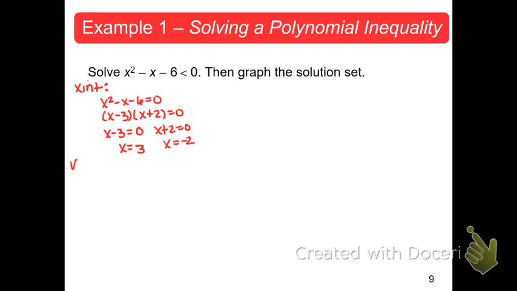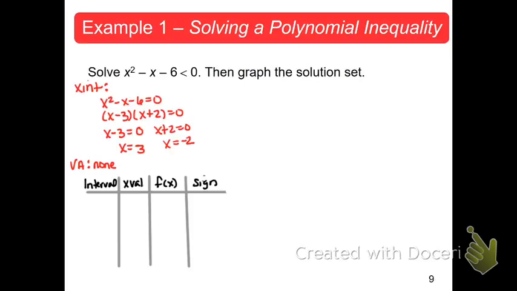Now for vertical asymptotes, remember vertical asymptotes are where your denominator is equal to 0, the uncanceled factors of it. But in this problem, we don't have a denominator because we don't have a fraction. Therefore, we don't have to worry about vertical asymptotes, so there are none. Next, we're going to go ahead and set up our interval table.